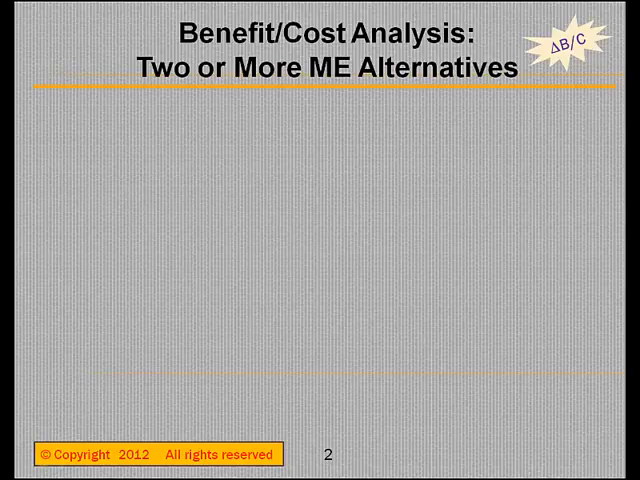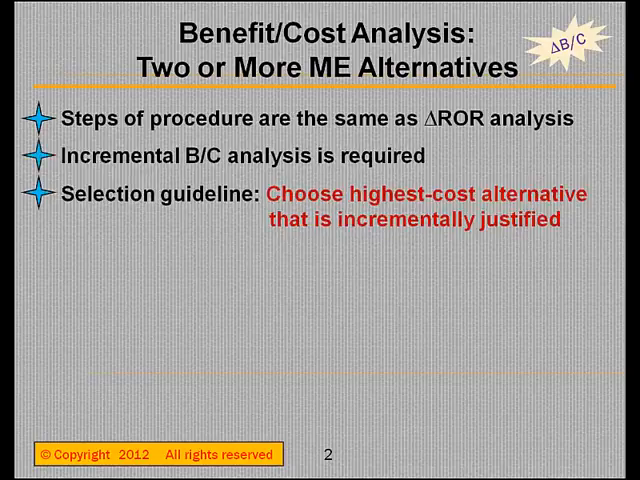Welcome to this podcast on incremental benefit cost evaluation of two or more mutually exclusive alternatives. The techniques and procedures summarized here are essentially the same as those required to complete an incremental rate of return analysis. As with rate of return analysis of multiple alternatives, incremental analysis is required. The selection guideline is much the same. Choose the one alternative that has the largest incrementally justified cost, provided the base cost is also justified.